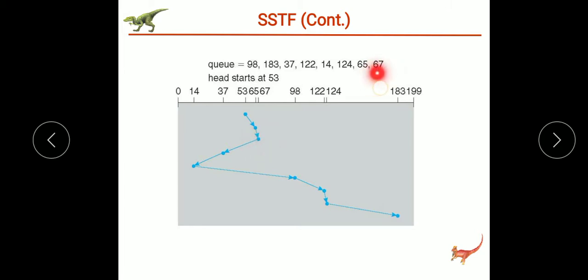Therefore from 65 it will move to 67. Then for 67, which is the nearest one? We have 98, 183, 37, 122, 14, 124. For 67, 37 is the nearest one. Therefore we jump from 67 to 37. For 37, 14 is the minimum. Then from 14, the nearest is 98. Then from 98 it is 122, 124, and finally 183.